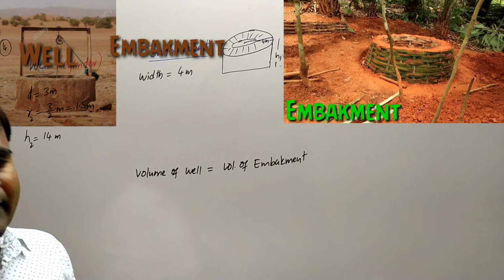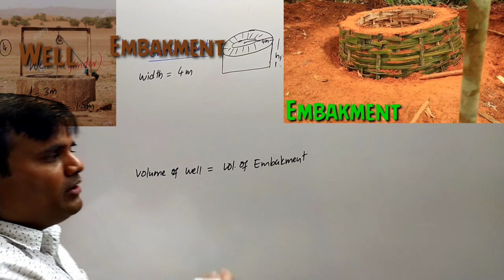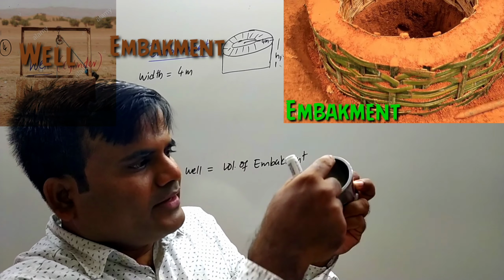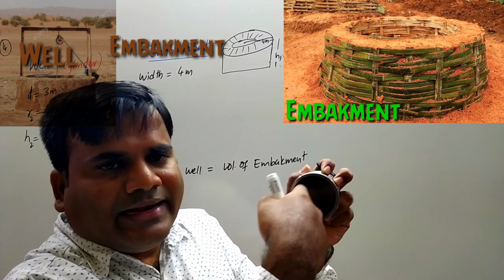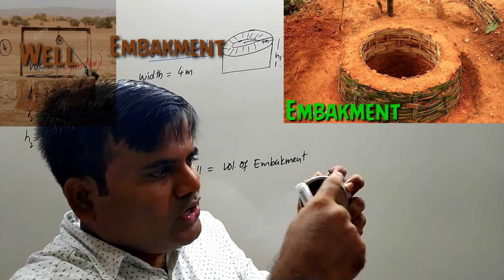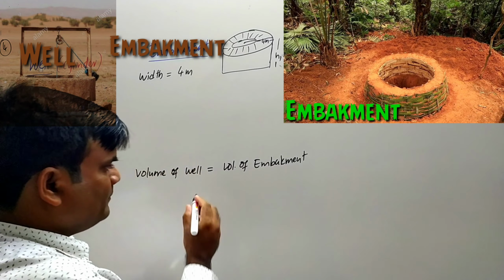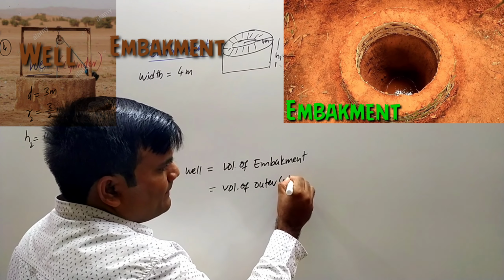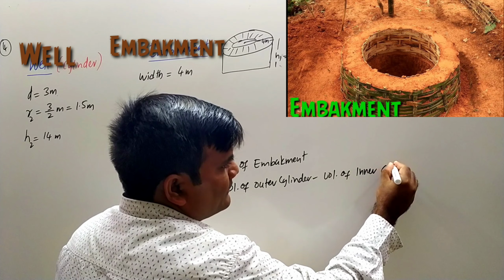Now, how to find volume of embankment? Volume of well, this is a cylindrical shape. We know it is pi r square h. To find the volume of embankment, just see it is a cylindrical shape. Just find the volume of the outer cylinder, then subtract the inner part, because it is hollow. The inner is also a cylinder. So volume of outer cylinder minus volume of inner cylinder is equal to volume of embankment. That is equal to volume of outer cylinder minus volume of inner cylinder.